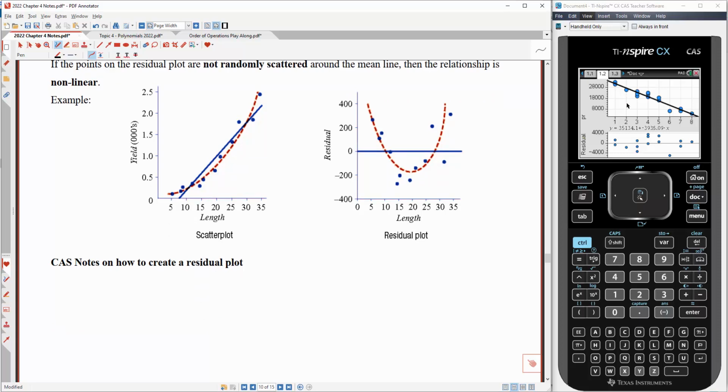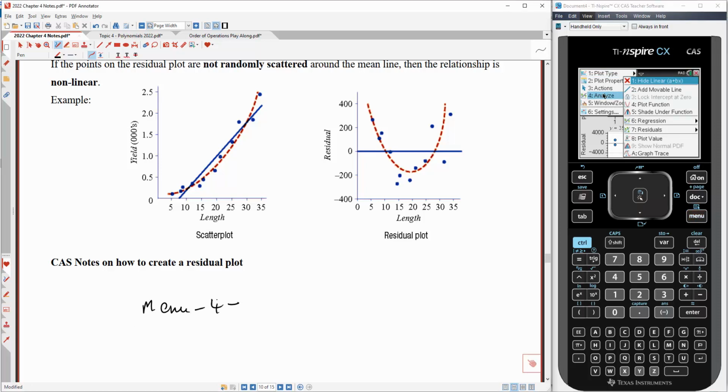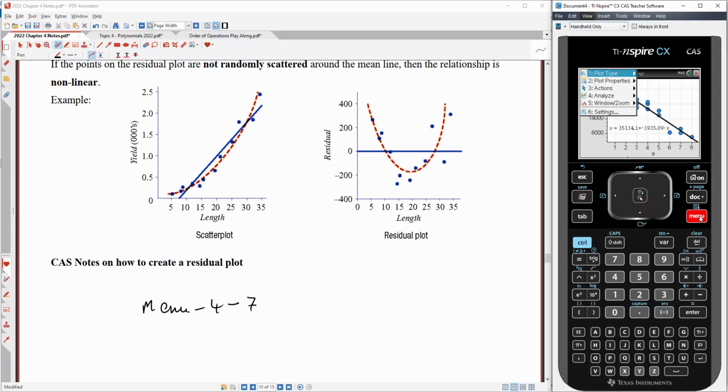So, notes on how to create a residual plot. Let's go through that again. I'm going to just pull that up. You're going to go to Menu, Analyze, which is 4, then 7 for residuals, and then, what was it again? Menu, Analyze, Residuals, and Show Residual Plots. That's 2.